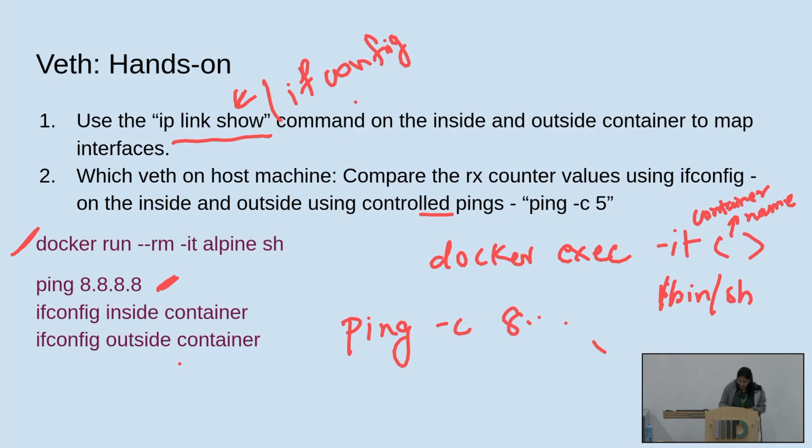-c 8.8.8.8. It's just some IP address to access the internet. What do you guys see here? If you do this from inside the container, just do -c 5. So 5 ping requests will be sent to this IP address from inside your Docker container. Just run this command, and once you do that, raise your hands.